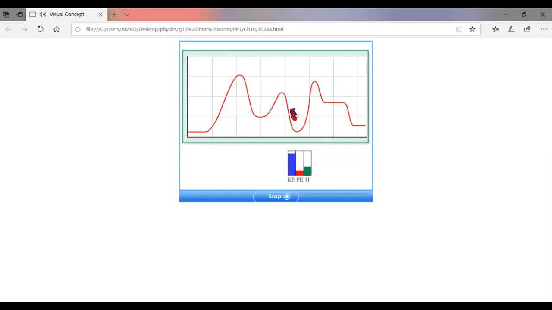As the cart goes down the hill, its potential energy is converted into kinetic energy. Kinetic energy is shown by the blue bar. Gradually, friction at the axles causes heating. This change in internal energy is shown by the green bar. By the end of the run, most of the mechanical energy has been converted into internal energy. At all times after the first hill, the total energy remains the same.